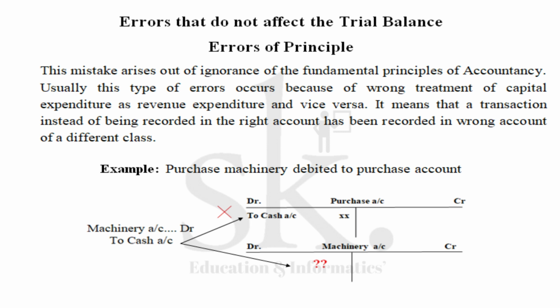Now what happens? In place of machinery, you have used purchase account. So purchase gone high, cash gone down, the impact remains the same. And that is the reason why your trial balance tallied. But you know there is a mistake you have done, which is not being reflected in the trial balance, but is reflected in your journal. The correct entry should have been machinery to cash, and you have passed purchase account debit to cash.